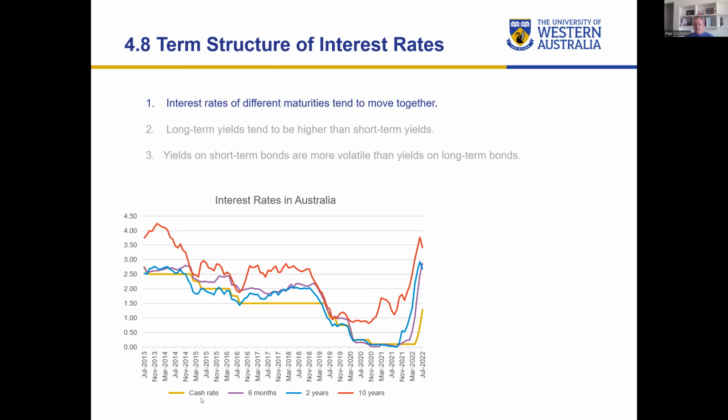So the cash rate is not causing changes in the 2- and 10-year yields. Instead, the cash rate and these bond yields are both responding to changes in the business cycle in Australia. They're changing independently to changes in the business cycle in Australia. Let me explain what I mean by that.